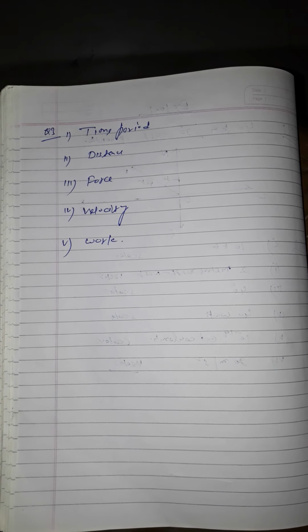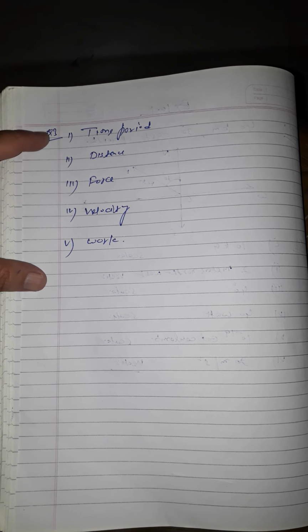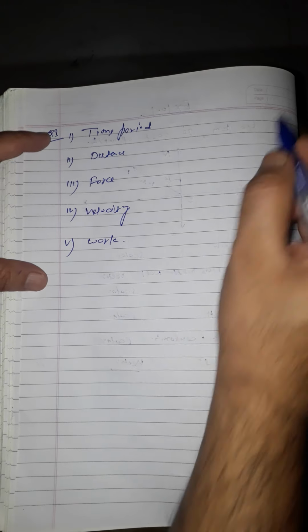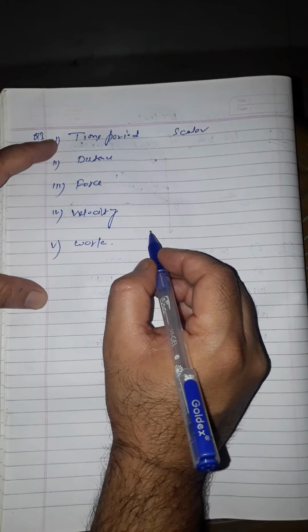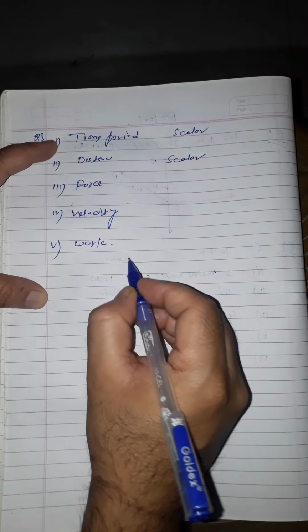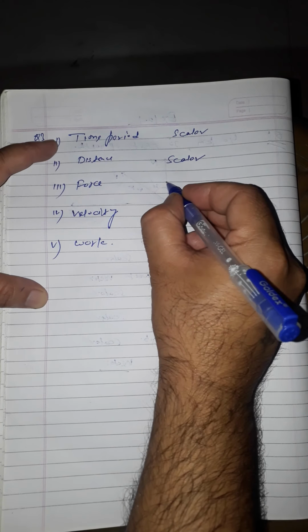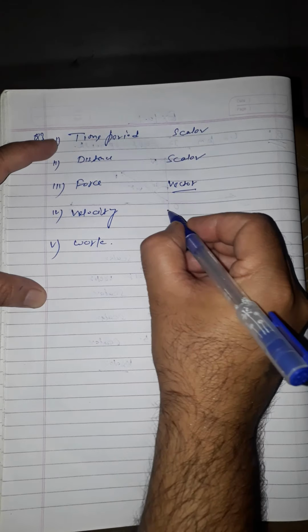Now students, once again we have to identify whether the given quantities are vector or scalar. First one is time period. So remember, students, time period is a scalar quantity. Second one is distance. Distance is also scalar. Next one is force, which has both magnitude and direction, therefore this is a vector quantity. Next one is velocity. This is also a vector quantity, students.